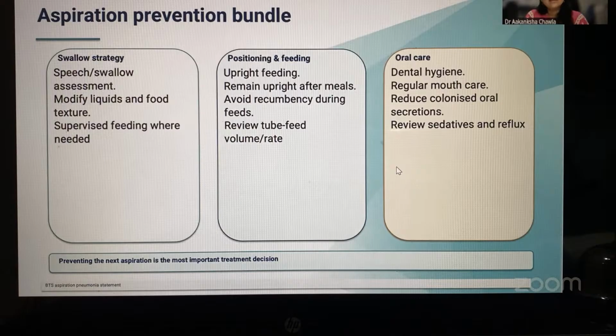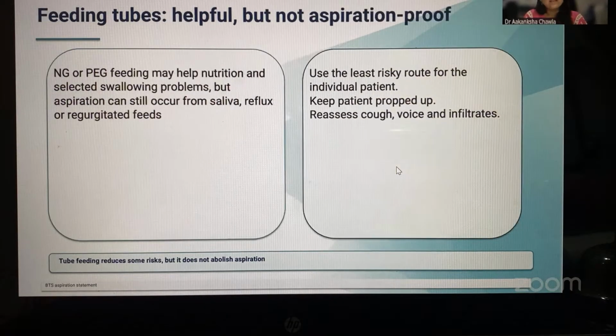And of course, like I said, you must remember that when you're dealing with aspiration, you must take care of the dental hygiene, regular mouth care, because this will reduce the colonized oral secretions. And review your sedatives. Sometimes, when the patient is sedated, even then there can be silent aspiration. So, if the patient doesn't require sedatives, you must interrupt, which is also recommended in the ICU bundles.